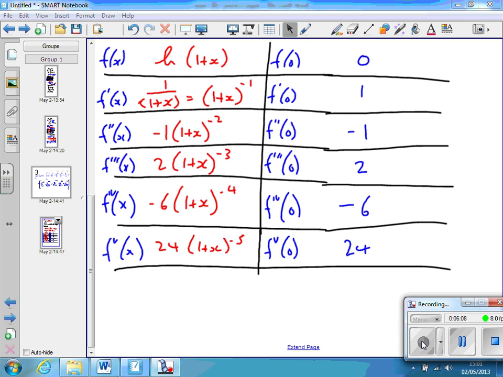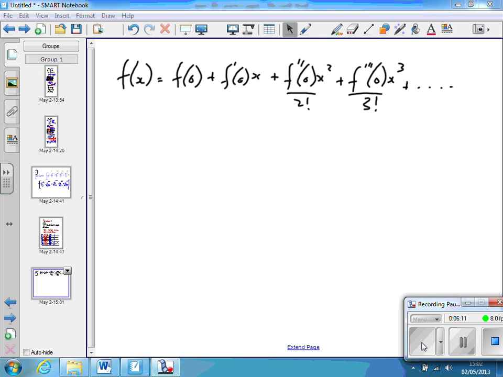So what do we do next? What do we do with these values? So next step, write down the Maclaurin series. And what we've just done is found out these numbers here that go in front of the x.